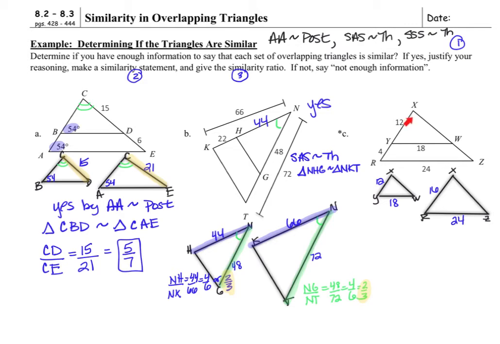It looks like they have an overlapping angle at angle X. So I know that angle X is congruent to angle X. So this one might be a little bit difficult, which is why there's a star here.